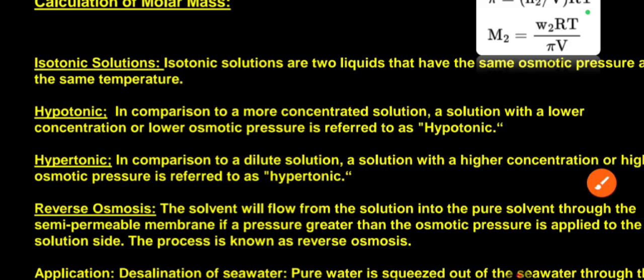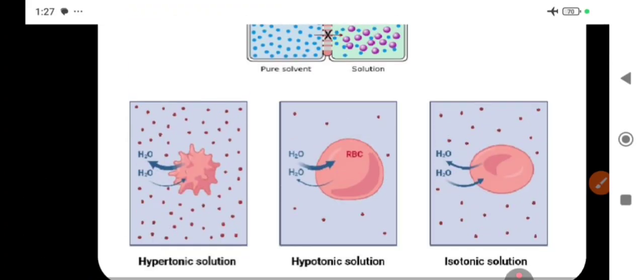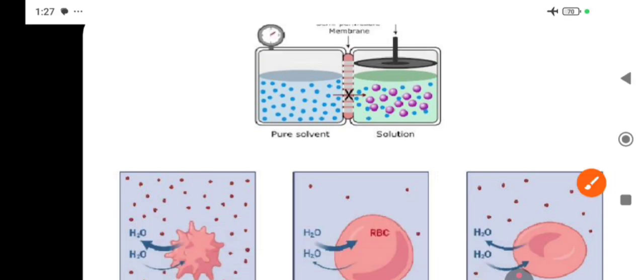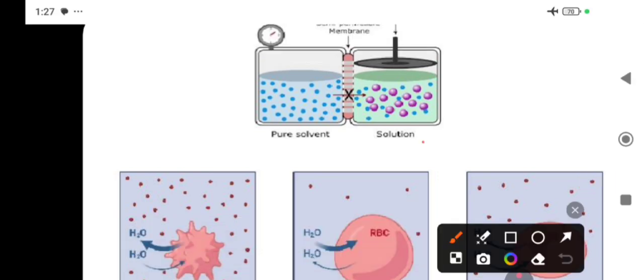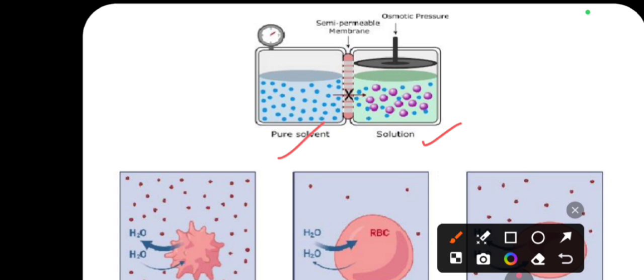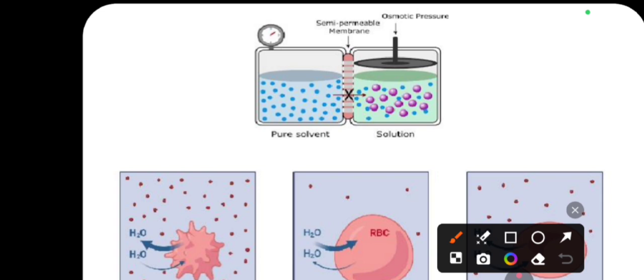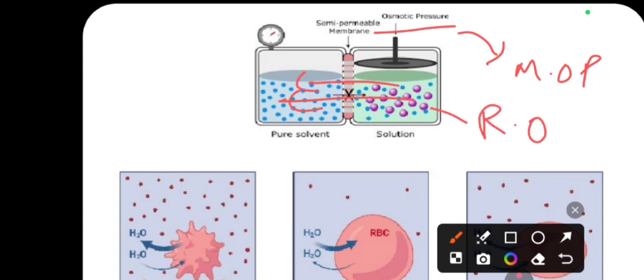Okay, so you can see here the diagram. Here the solution we have taken, and there the pure solvent is present. If you apply a little excess pressure, it will not allow the movement of water from left to right. But if you apply even more than osmotic pressure, then it will allow the movement of water molecules from the solution to the solvent. This is called reverse osmosis. Okay.